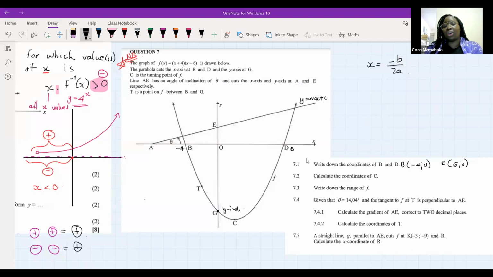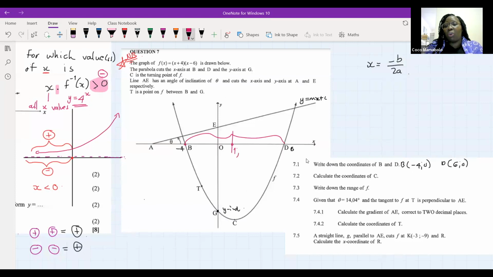Now it says calculate the coordinates of C. If you're lazy like me, I'm going to count how many values there are in between here and there. I know that between -4 and 6, there are 10 units. So my halfway mark is going to be at the 5-unit mark. From -4 plus 5, it's going to give me 1. So I already know that my x value is 1.